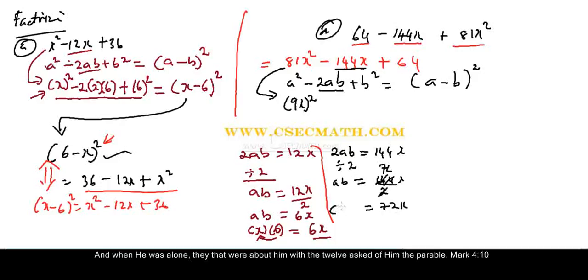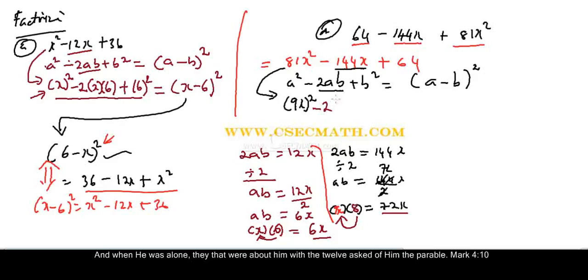Of course on the left side I've got 2 open parentheses, and in one parenthesis I need to place the value of a, which I know is 9x. In another parenthesis I should place the value for b. So we need to find that value of b which when multiplied with 9x would give me 72x. Clearly the number would be 8.